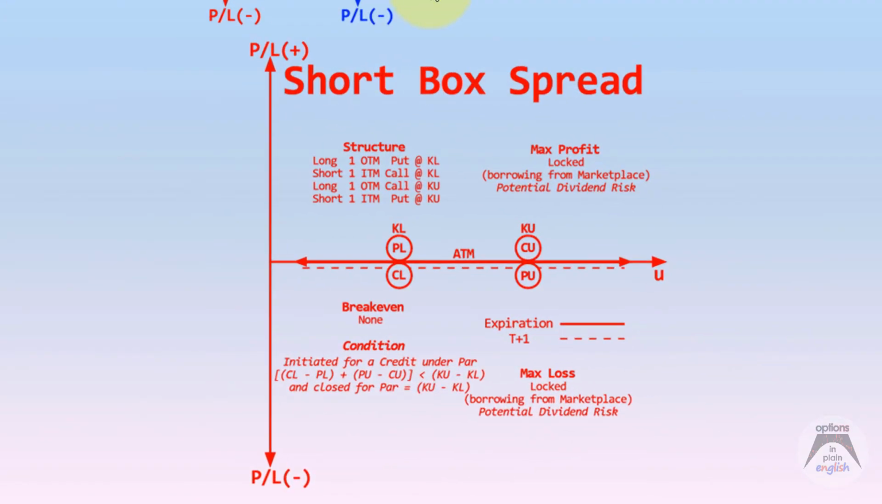So when you open it, you get money, and then you are committed to paying it back, to closing this position that you have. You're going to have to pay for it at expiration.